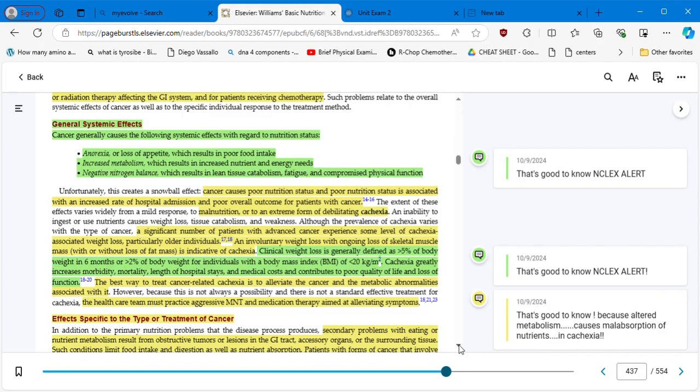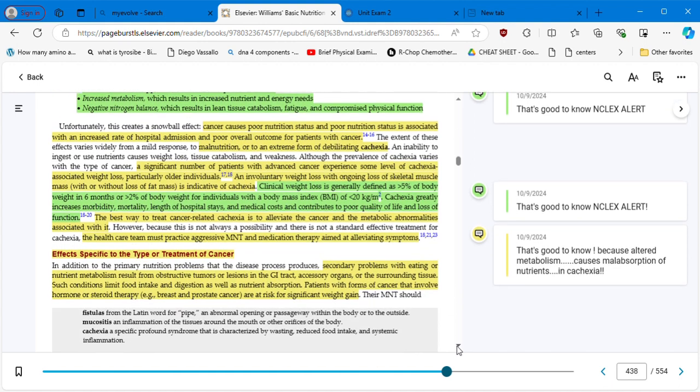Negative nitrogen balance, which results in lean tissue catabolism, fatigue, and compromised physical function. And this is good to know. NCLEX alert. Cancer patients generally have this systemic effect, especially negative nitrogen balance. Cancer causes poor nutrition status, and poor nutrition status is associated with an increased rate of hospital admission and poor overall outcome for patients with cancer. So malnutrition, or an extreme form of debilitating malnutrition, cachexia, is going to occur.